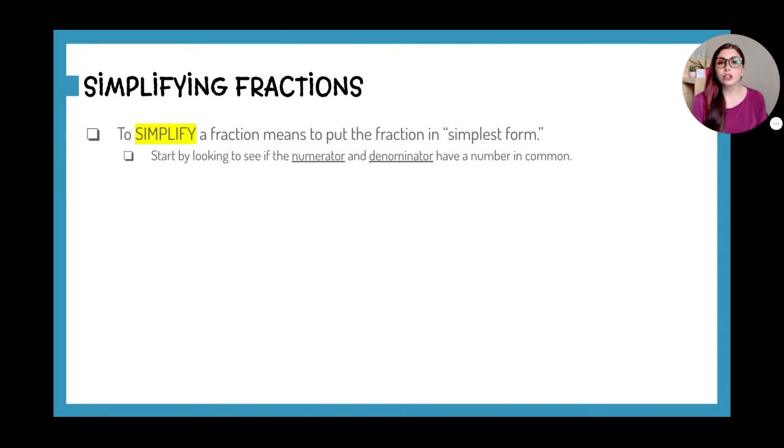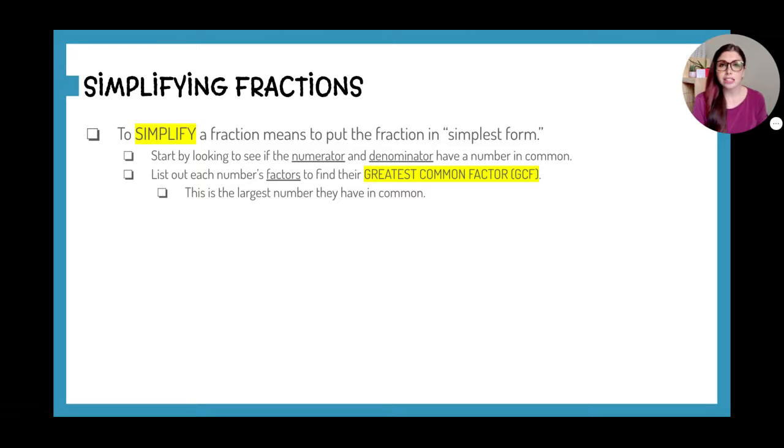To start, you need to look at your numerator and your denominator and see if they have a number in common or a number that's similar. And to do this, it's easiest to list out each number's factors to find what we call their greatest common factor, or their GCF. This is the largest number, the largest factor that they have in common, and that's going to help us simplify. And then what you're going to do is use that number that you identified and divide your fraction, both the numerator and the denominator, and you'll get your simplest form fraction.